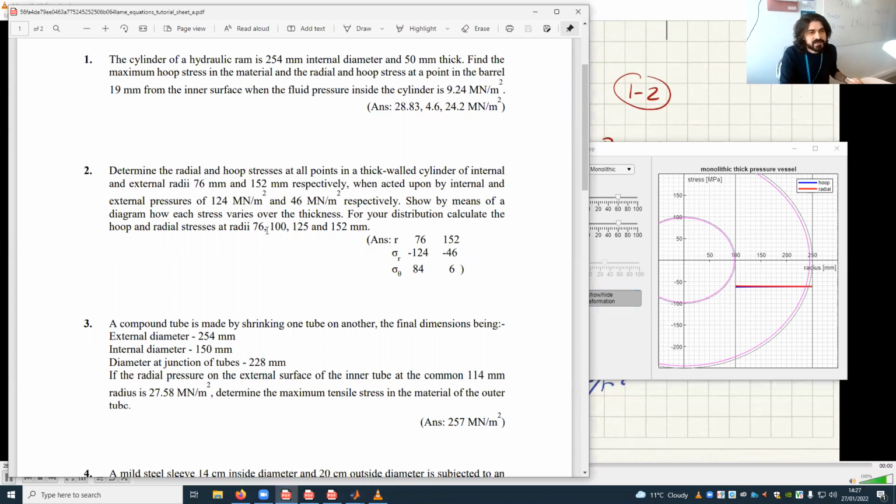Show by means of a diagram how each, so let me check the chat. Only 27 people. What? What do you mean only? What? I don't get it, Lucas.